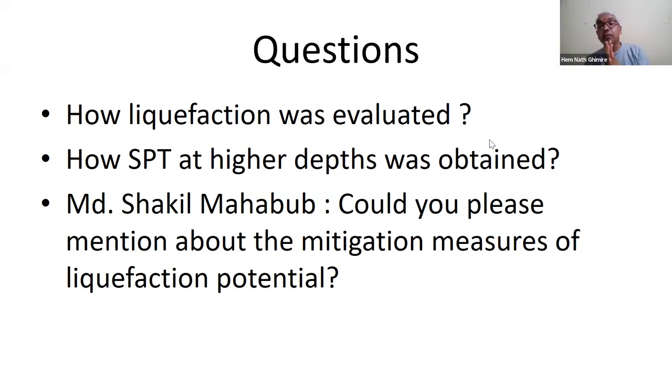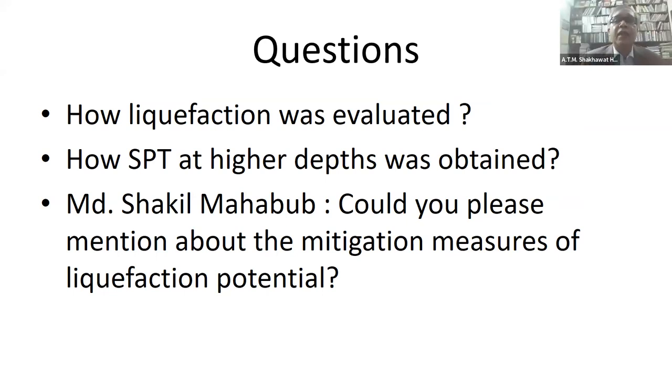For liquefaction, the mitigation is increasing the number of piles and depth. That is the only way. We cannot do anything else. On a large scale we cannot go for ground improvement. If it were a small scale, obviously we could have gone for ground improvement. But this is a very large scale project, so we could not. That's why we had to increase the number of piles and do base grouting and shaft grouting. That was the way.